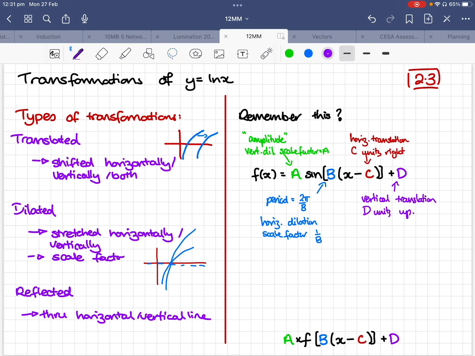So we've talked about dilations and translations. We haven't talked about reflections. If A is negative, then we not only have a vertical dilation through a scale factor of A, we've got a reflection through the x-axis. And if B is less than 0, that's a reflection through the y-axis.